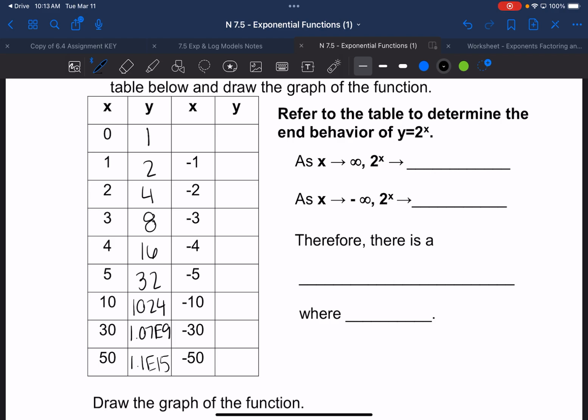And then I can pull up my table. And when x is -1, what do we get for y? 0.5. All right, what about for -2? 0.25. All right, and then for -3? And -4? Right. And -5? All right, and then we get to -10.